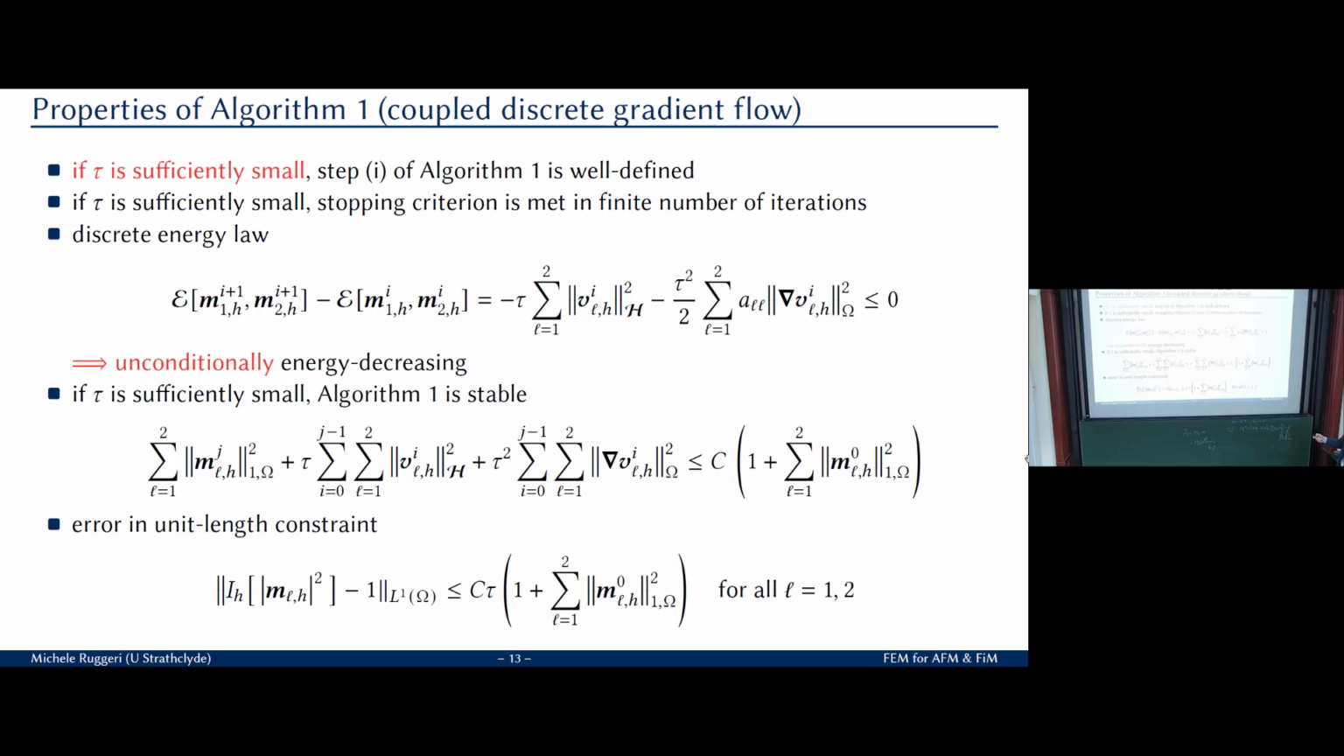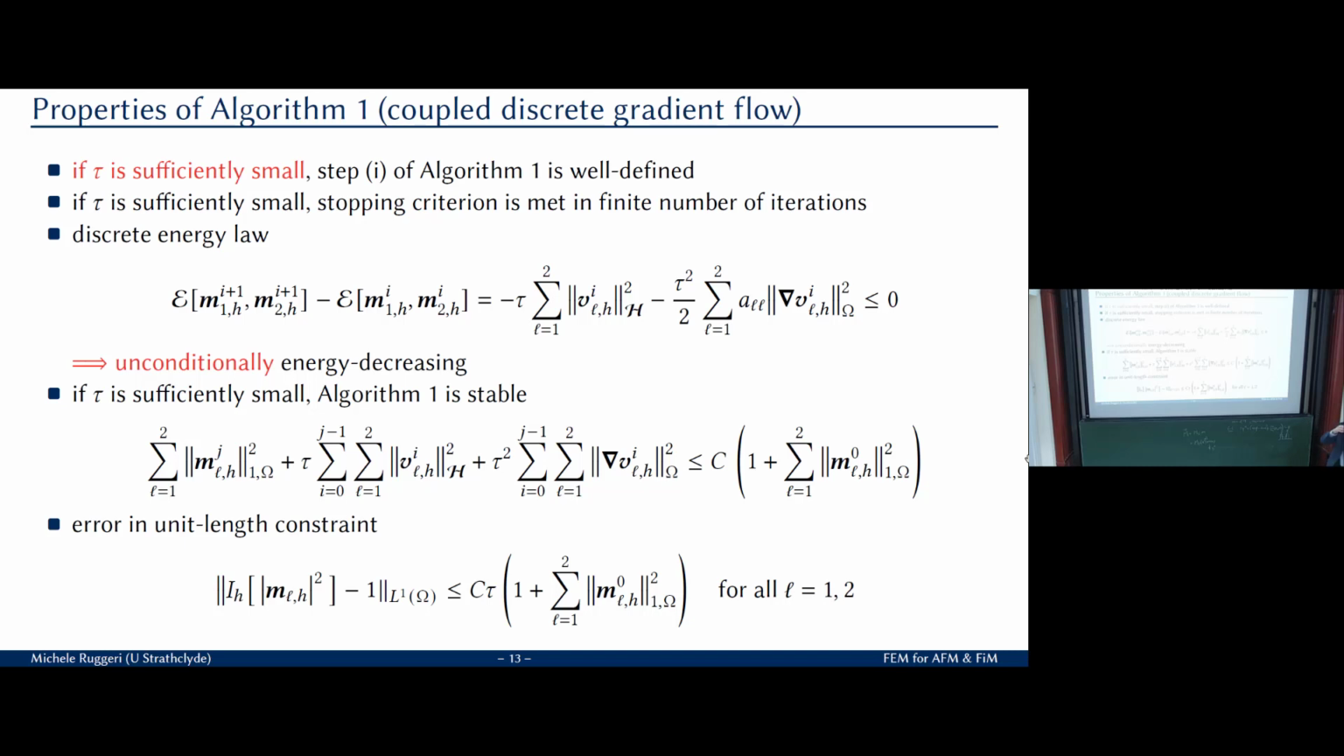If the time step is sufficiently small, each variational problem is well defined. Again, under this assumption, the stopping criteria will be met in a finite number of iterations, so I will converge numerically to something. This is the discrete energy law, and here you see what I was mentioning before. All these terms are the new energy minus the old energy, and this is equal, so you have equality here, to something that is non-positive.